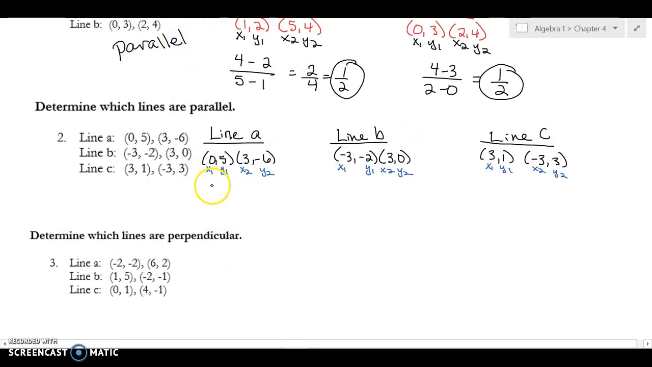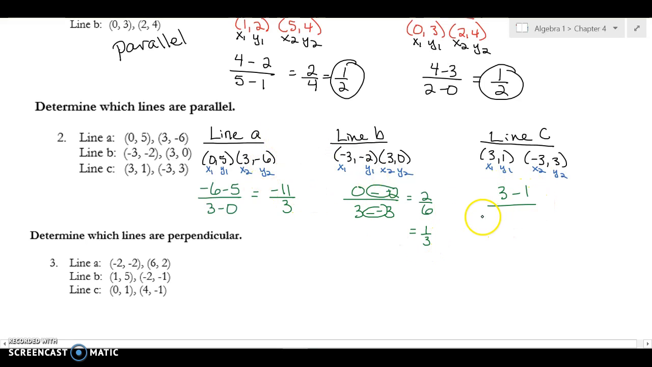Okay, so again, you have to find the slope of all three lines. It's going to be -6 minus 5 over 3 minus 0, which is -11 over 3. Then 0 minus -2 over 3 minus -3. Those become plus, which becomes 2 over 6, which reduces to 1/3. And then 3 minus 1 over -3 minus 3 is 2 over -6, which is -1/3.